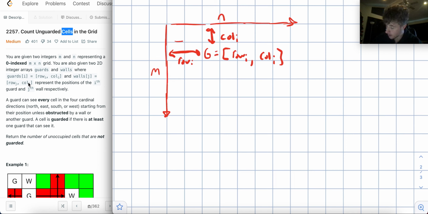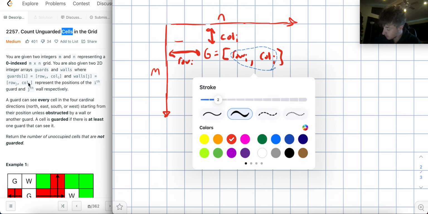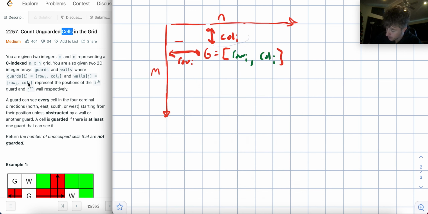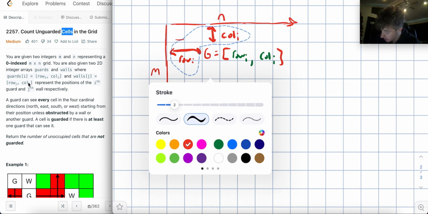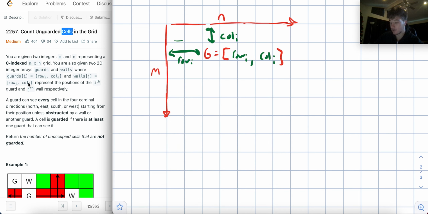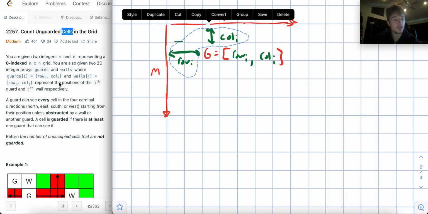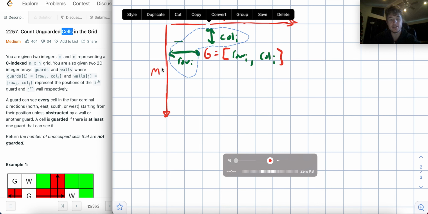And maybe we'll add a little color for the kids. The kids need color, right? The kids gotta have some color, man. And this is just getting boring. So let's add some color to this. That's a terrible contrast of colors. Okay, represents the positions of the ith guard and the jth wall, respectively, right? So I have a guard. It's at this position, so I know, okay, it's at this row. It's at this column. All right.